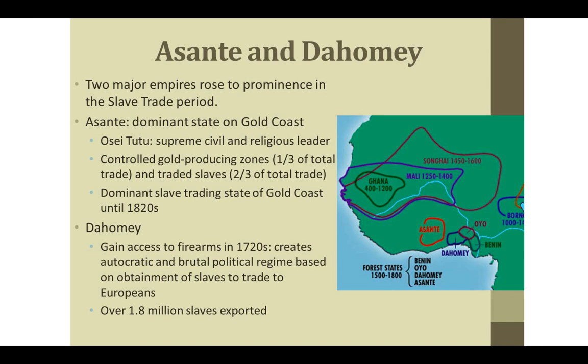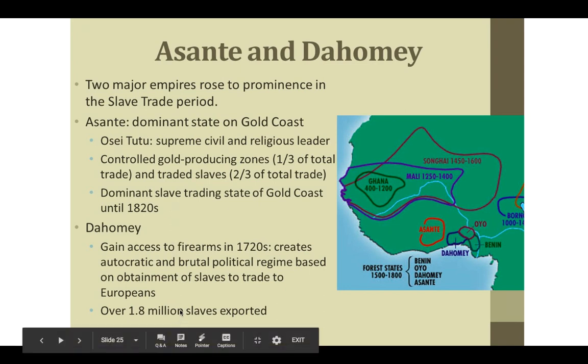Two examples that your text goes over in terms of slave kingdoms would be Asante and Dahomey. These were two major empires that rose to prominence during the slave trade. Asante was more dominant on the Gold Coast, while Dahomey was able to obtain 1 million slaves.